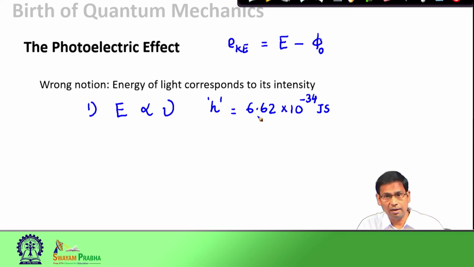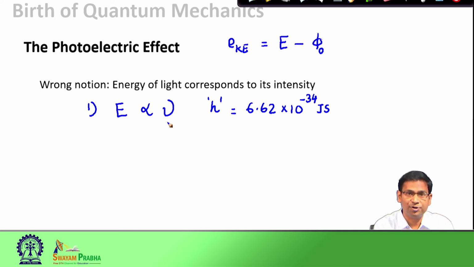Now, this is a completely unrelated experiment to that of black body radiation. However, the experimental result suggested that the energy is proportional to frequency with a proportionality constant of h, the same value that we got in the previous one. So, in this case, the energy of the electromagnetic radiation, or energy of light, is E equals h nu.